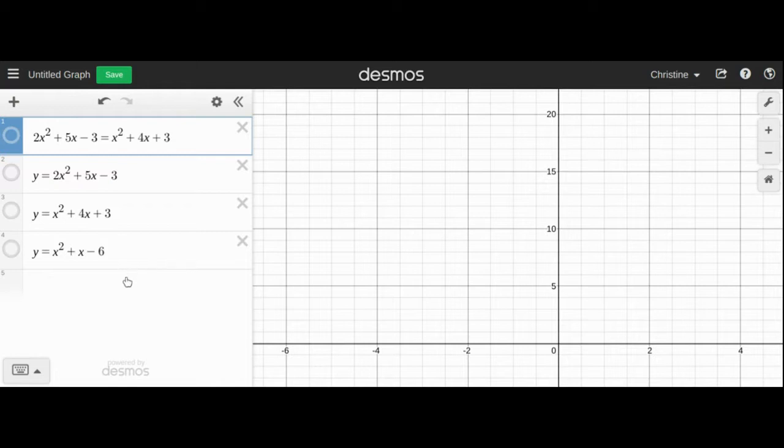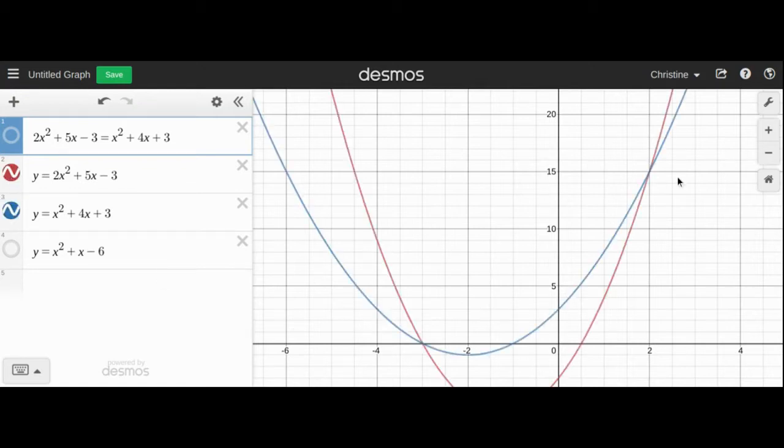So the first thing that we learned about was creating two separate equations. So we set the left side equal to y, which is here, and the right side equal to y, which is here. And when we graph those, our solutions are at the intersection point. So we have -3 and 2. And again, we only care about the x values because this equation has the x variable in it.